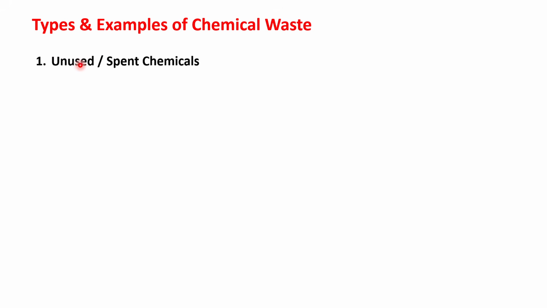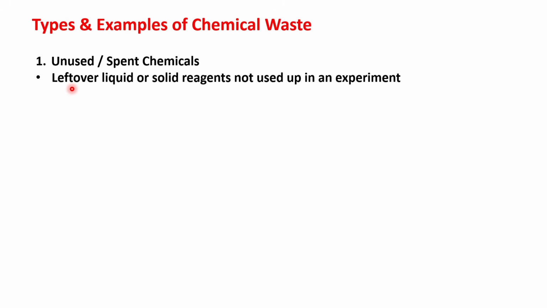Chemical wastes can be classified as unused or spent chemicals. These are chemicals that are not used, that have remained in a chemical reaction or in an experiment. Those are considered to be chemical waste. For example, the leftover liquids or solid reactants not used up in an experiment, those which remain, are considered to be unused or spent chemicals. They are a type of chemical waste.